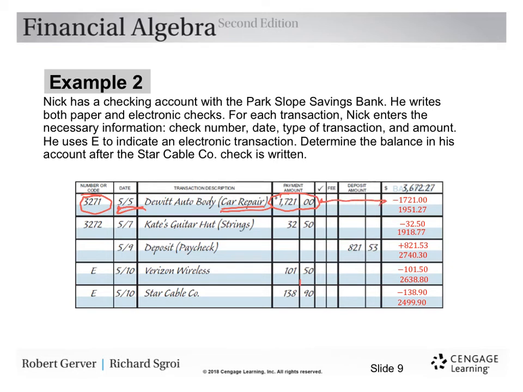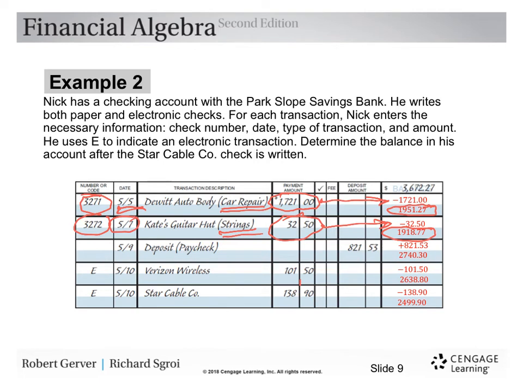Now, then he moves it over to here. Notice he's got a minus sign because this is a payment, so he's going to subtract this from his balance, and that's going to give him a new balance there of $1951.27. He writes another check, $32.72. This is on the 7th of May to the Guitar Hut for new strings. The payment amount is $32.50. Again, that is in the payment column. Moves it over here, again subtracting, giving him a new balance of $1918.77.